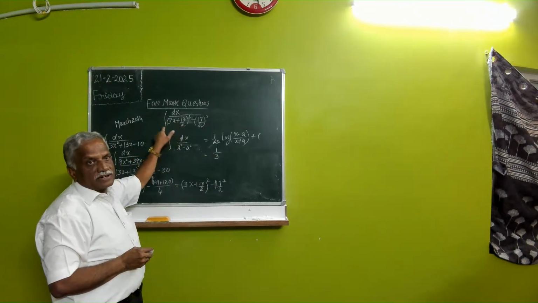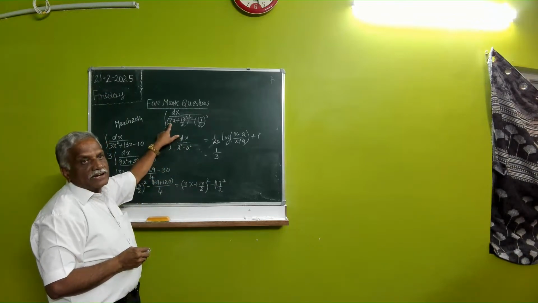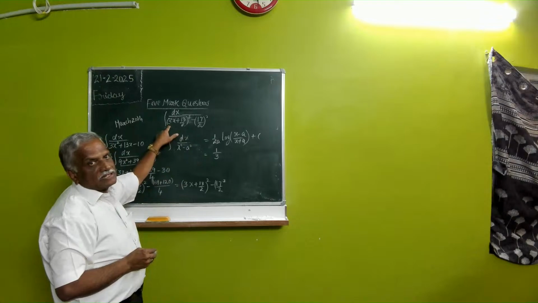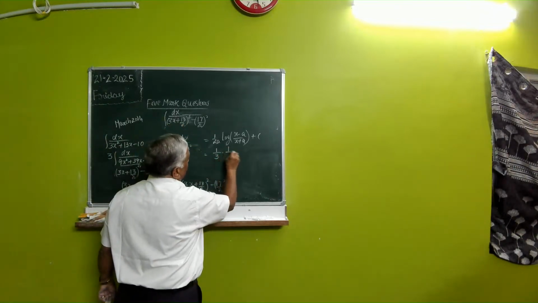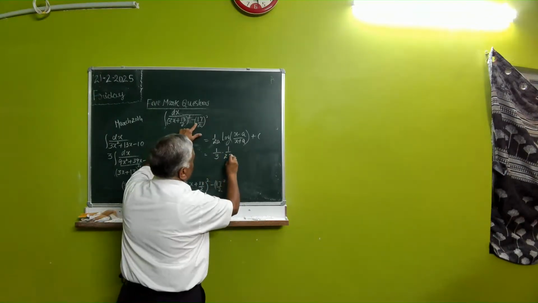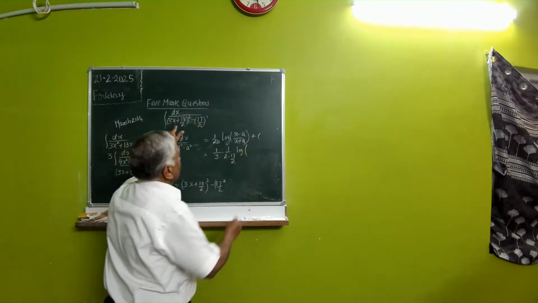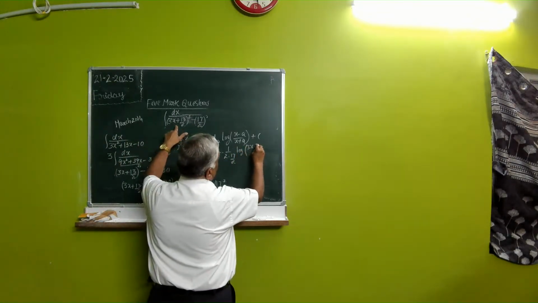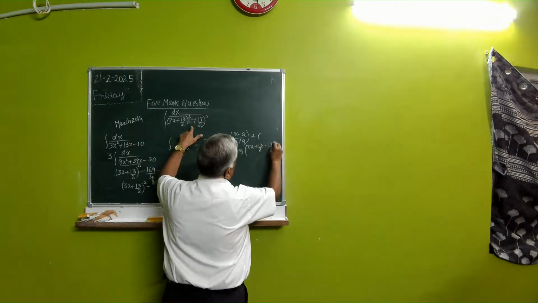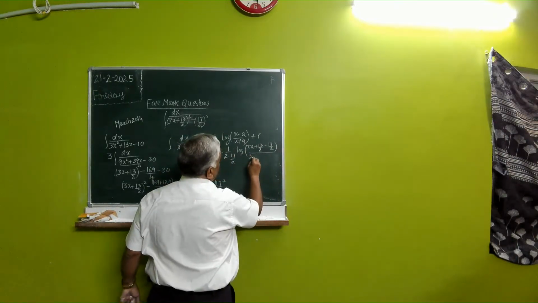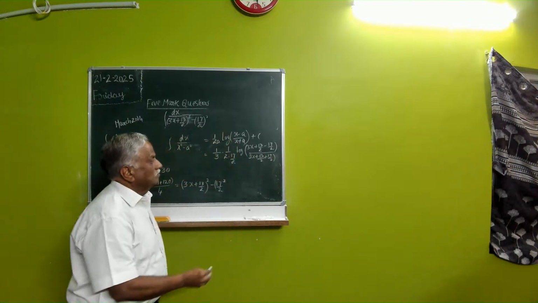I have explained this in my revision classes. When you find this term is not in standard form, you should differentiate that, and whatever derivative you get, you have to divide. So 3x differentiation is 3, 13 by 2 is 0, and divide 1 by 3 into 1 by 2a. What is a? A is 17 by 2. Log of what is x? X is 3x plus 13 by 2 minus a, 17 by 2, divided by 3x plus 13 by 2 plus 17 by 2, plus c.